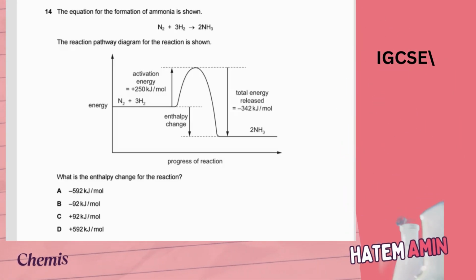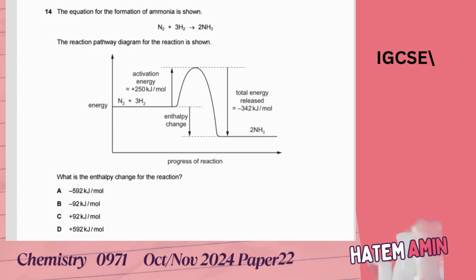The question is, the equation for formation of ammonia is shown as we see here, N2 plus 3H2, a Haber process equation, to give us 2NH3. The reaction pathway diagram for the reaction, as we see here, is an exothermic reaction. The amount of energy we need to initiate this reaction, which we call activation energy, equals positive 250. After we take this 250 kilojoule, the reaction will get started, and to produce 2 moles of NH3, it will release minus 342.